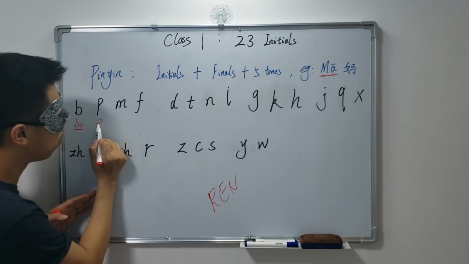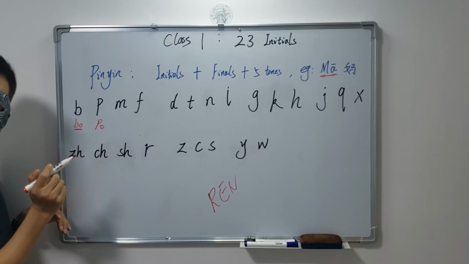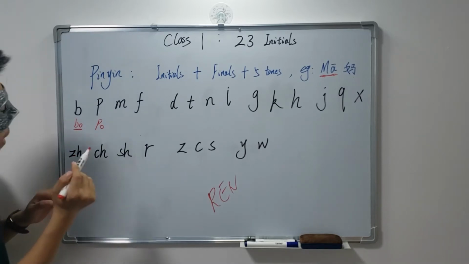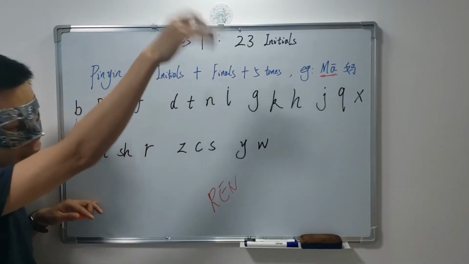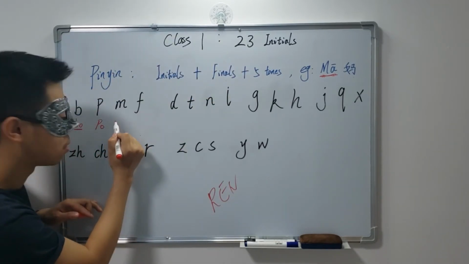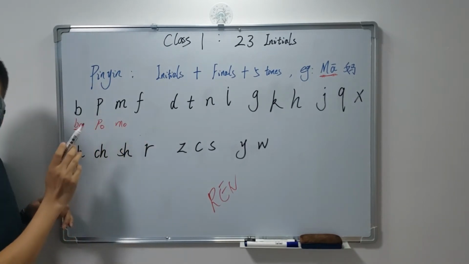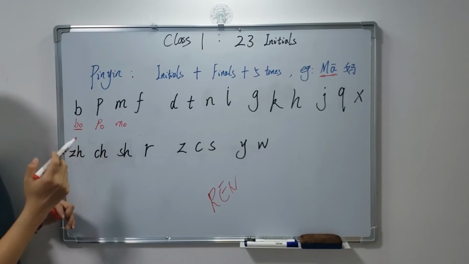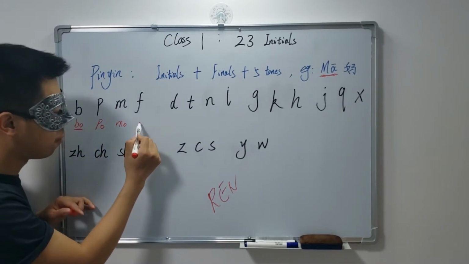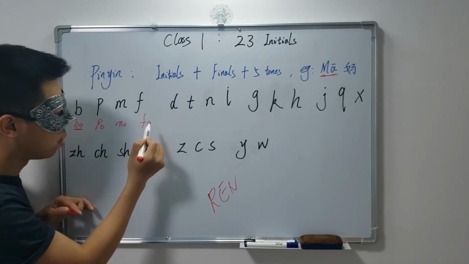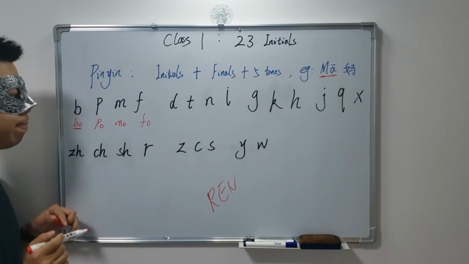So similar. This one is easy. Just po. Okay, like papa, po. This one is like mother, mama. Its pronunciation is mo. Like mother, mo. This one is fo.